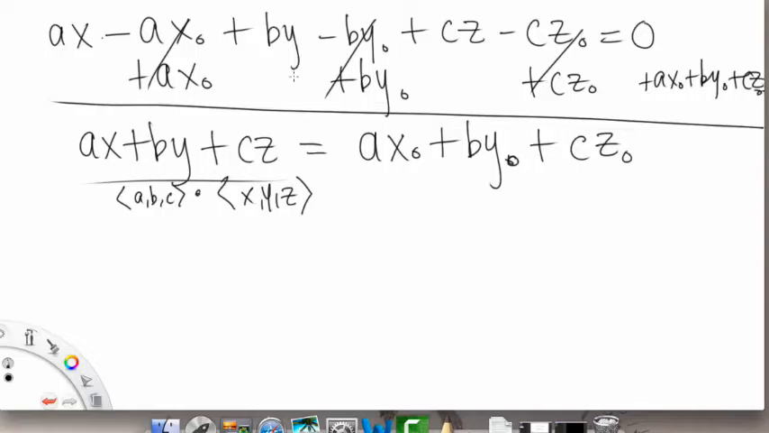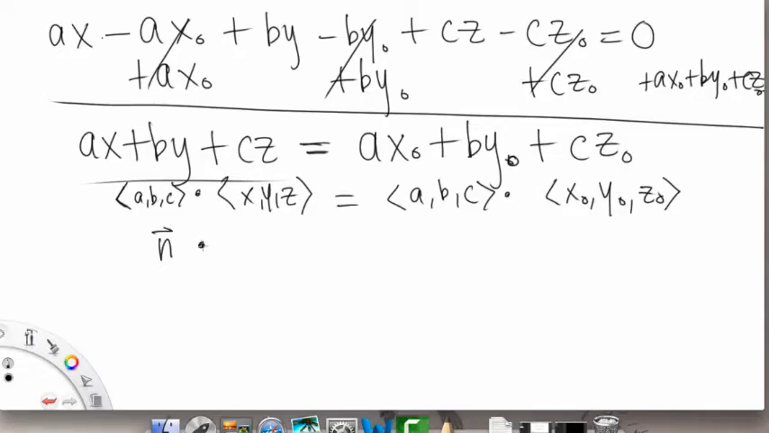A lot of this is just seeing the different ways you can write things and move everything around and play with what we have. So this is another way to write it. And on the right side, that would be a way of saying (a, b, c) dotted with (x naught, y naught, z naught). And in this sense, we have our normal vector dotted with (x, y, z), which was the point Q. That was the point we were concerned with.